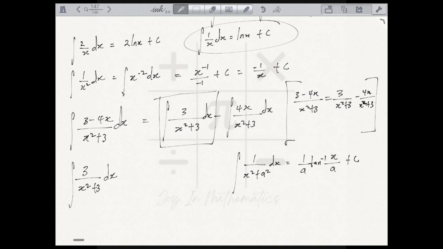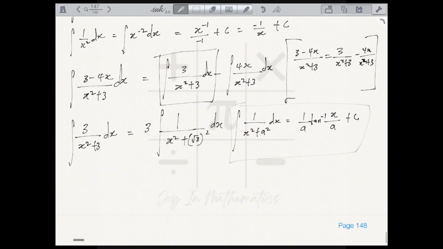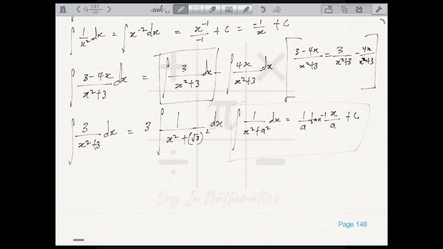And in this question, we are asked to integrate 3 divided by x² + 3. It can be written as 3, being a constant, brought out, times the integral of 1/(x² + (√3)²), because (√3)² is equal to 3, integrated with respect to x. Now we know that in this case a is equal to what? √3. So this can be simplified to give us 3, and we apply the principle here.